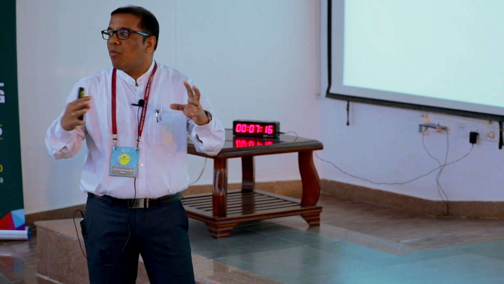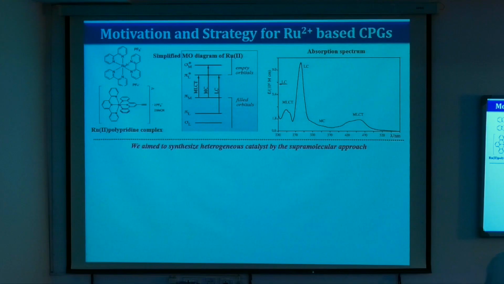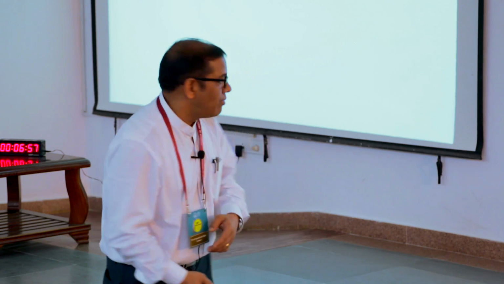Ruthenium is well studied, so it is just one model compound we have taken. With ruthenium, you have the MLCT, metal to ligand charge transfer, which comes around 453 nanometers. So when you connect, now you have the porphyrin, which can act as the light harvesting agent, and the excited electrons come to the ruthenium, which can do the catalytic activity.